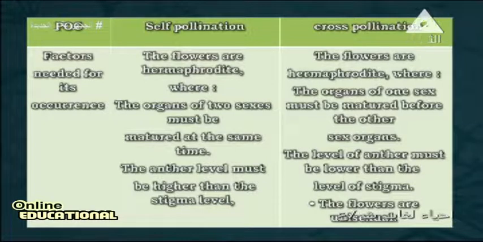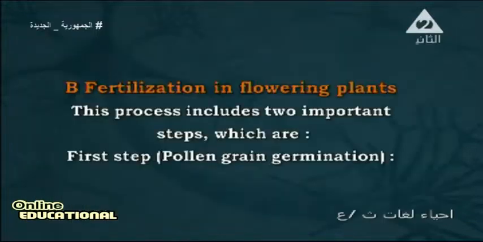What is cross-pollination? Cross-pollination means that the flowers are hermaphrodites, where the organs of one sex must be matured before the other sex organ. The level of anther must be lower than the level of the stigma. So the flowers are unisexual in cross-pollination.